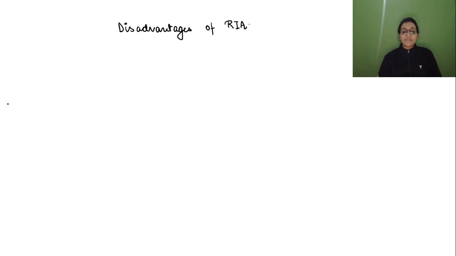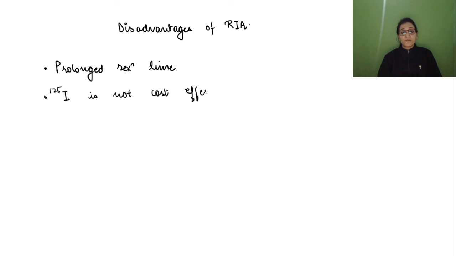Prolonged reaction time, maybe in days, as a consequence of highly diluted reagent being used. Then radioactive iodine, which is used, is not a cheap reagent. So iodine 125 is not cost effective. Then possible health hazards are associated whenever radioactively labeled isotopes are used.